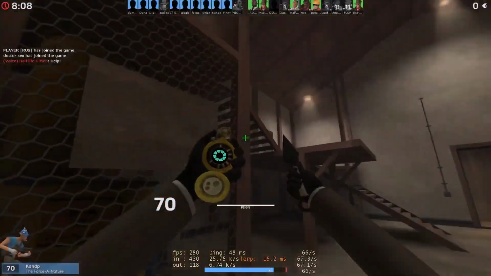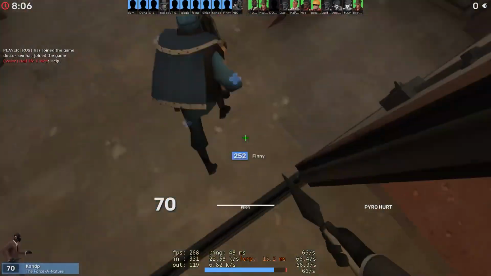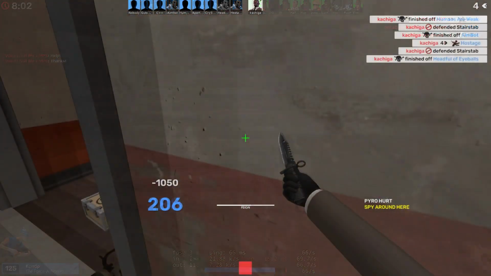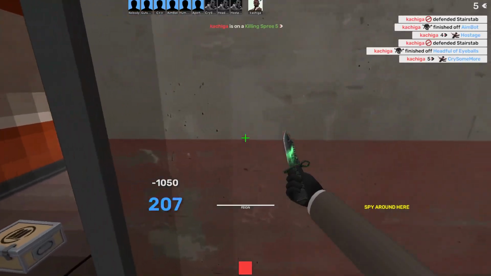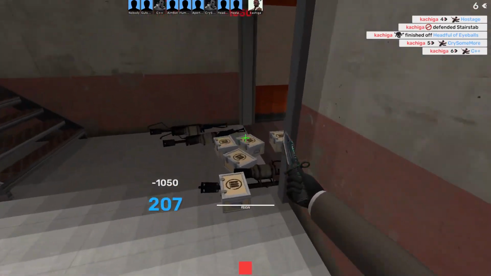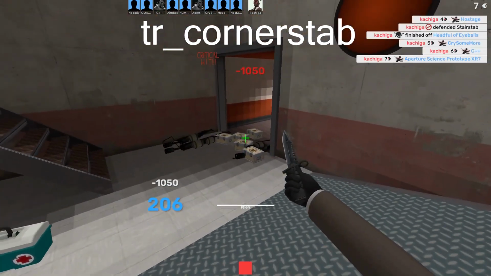When there is a corner with an incline near it, then you can do a stair stab before you leave the corner, then prepare for a corner stab if no one appears. Pre-stabbing is a great way to get your feet wet with trick stabbing if you're really new. I recommend practicing this skill on a map called TR_corner stab.